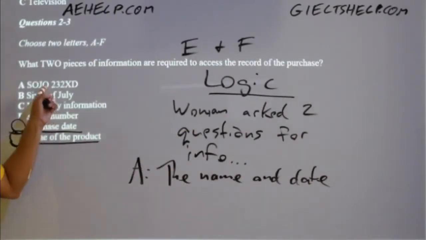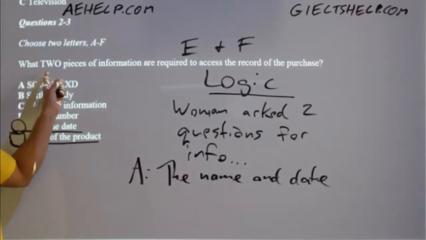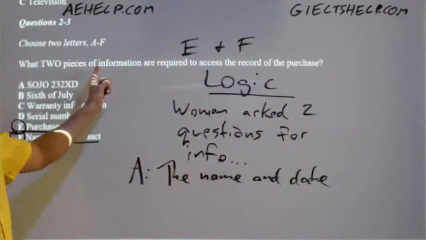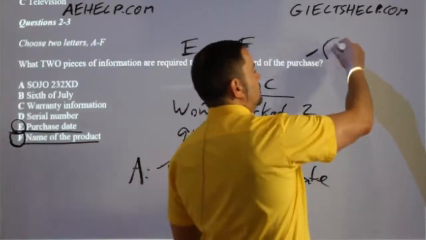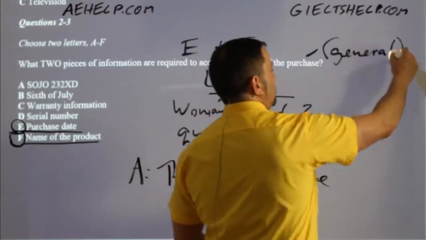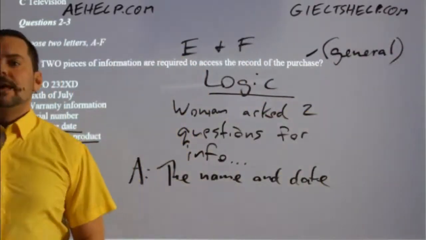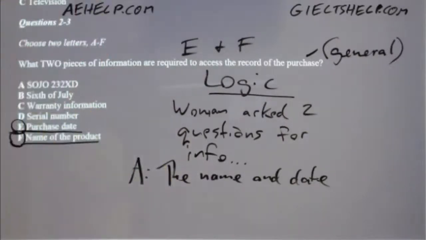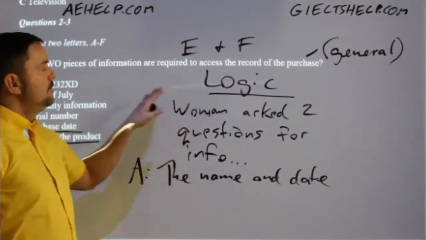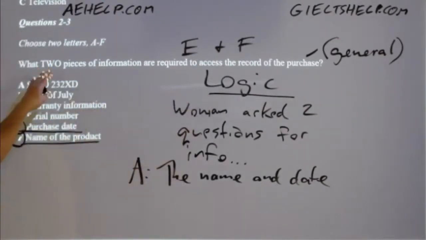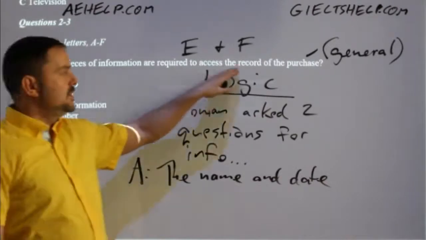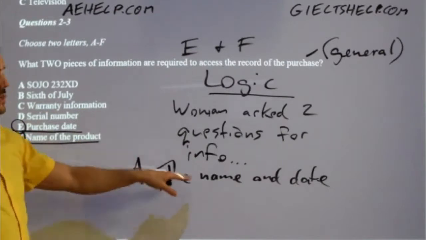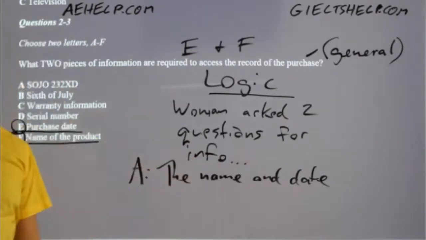This is the specific name and date, but here it's what two pieces of information are required to access the record of the purchase. This question is in general. Okay? Be careful when the question looks too easy or too simple to be true. It might just be. So you have to use your logic. Pay attention to the grammar of the question. What two pieces of information are required to access the record of the purchase? This is a general question. The correct answer is the name and the date, as some of you have said.